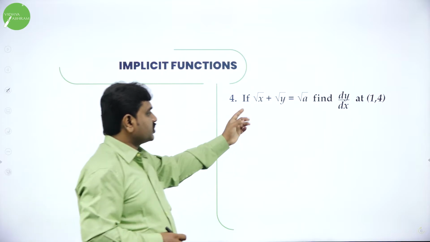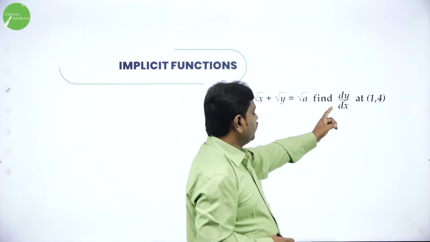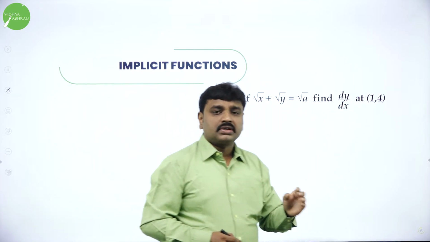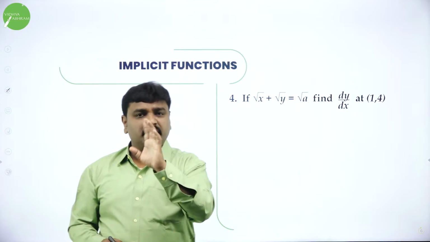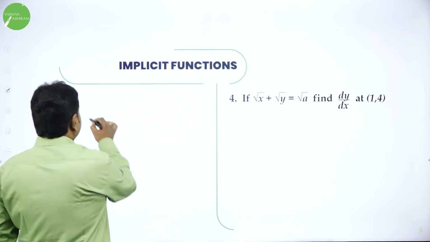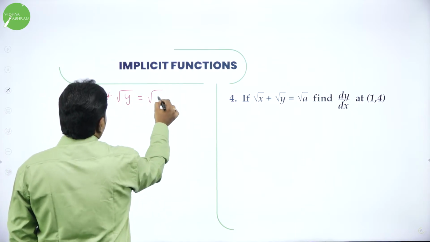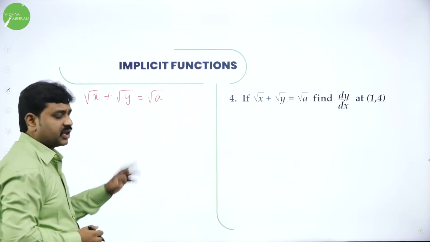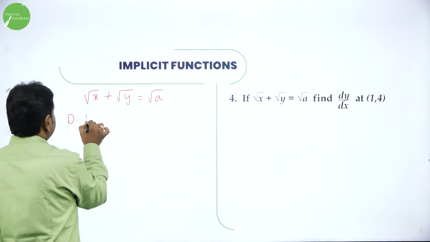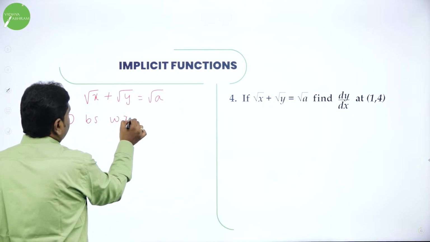Now, if root x plus root y is equal to root a, find dy by dx at 1 comma 4. They want you to find dy by dx at 1 comma 4. So take the given function root x plus root y is equal to root a. Again this is implicit because y is not separated. So differentiate both sides with respect to x.